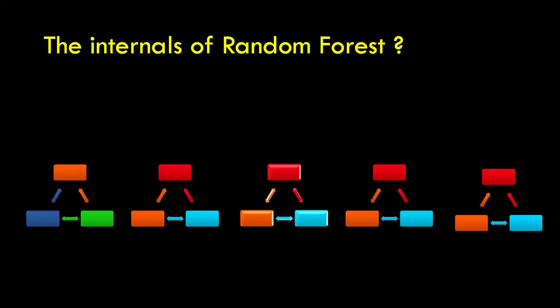Based on the majority's vote or recommendation, you decide whether you want to go and watch the movie or not. The same way the random forest algorithm works. Instead of relying on only one single decision tree, it builds a group of decision trees, a group of decisions. In the case of classification, it goes by the majority vote. For example, you want to go to the movie or not.